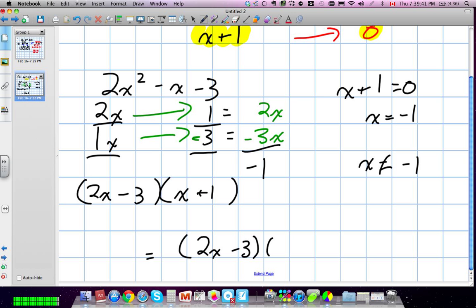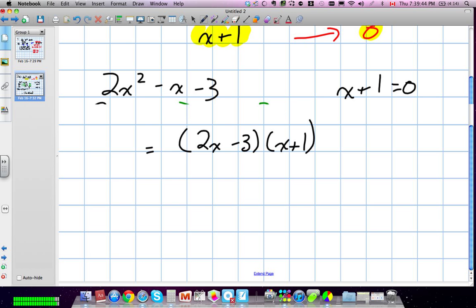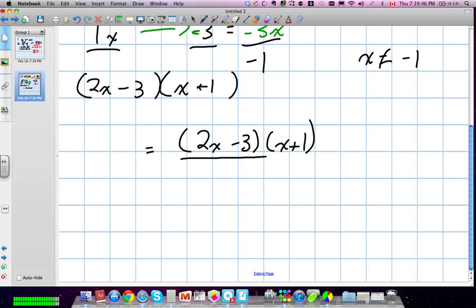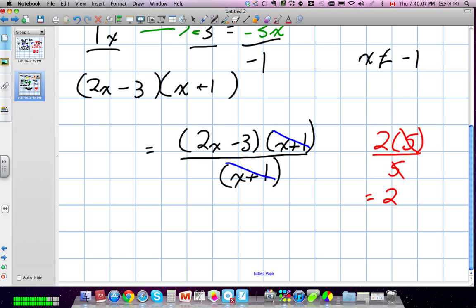Over x plus 1, okay? What actually happens here is, think of this when you're simplifying fractions again. Say I had 2 times 5 divided by 5. Well, instead of actually working this out, I can just cancel my 5's out. They're the same term, and I know it's going to be 2. What happens here, so I have x plus 1 and x plus 1. Well, they cancel each other out. The simplified version of this would just be 2x minus 3, right?